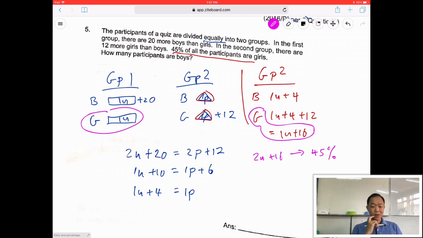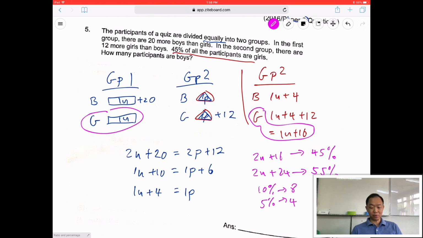And for the boys, so there's a difference of 10%. The boys is 2 unit plus 24. This represents 55%. So there's a difference of 10%. Difference of 10%, you see the difference here. It is take 24 minus 16 is 8. So 10% represent 8. 5% represent 4.